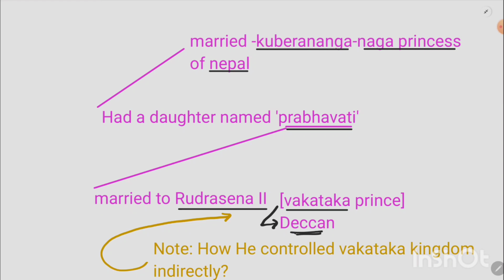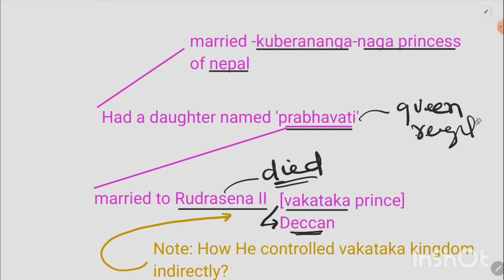Okay, in this way, because see, he was so wise. He first married Kuber Nanga, who was a Naga princess. Then they had a daughter, Prabhavati. Prabhavati, his daughter, was married to Rudra Sen II, who was the Vakataka king. Later, Rudra Sen II died, and this was a very wise move. Then Prabhavati was made queen regent.